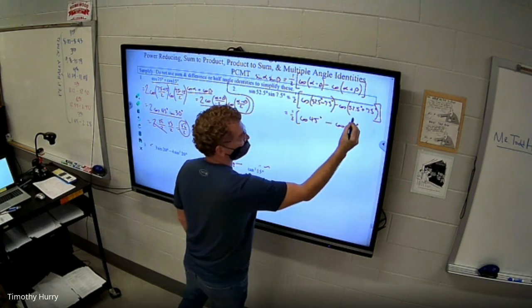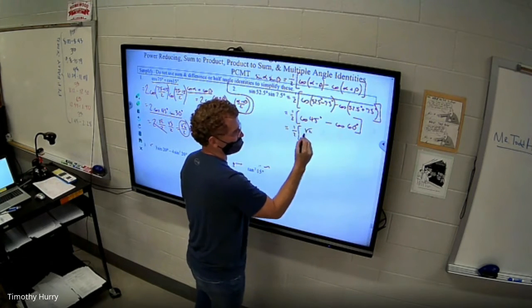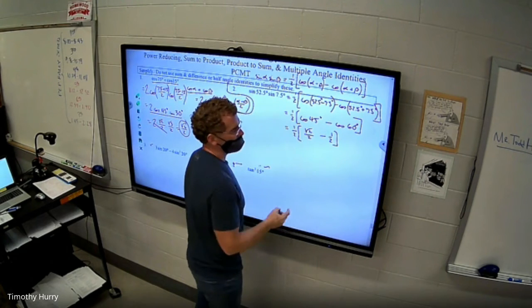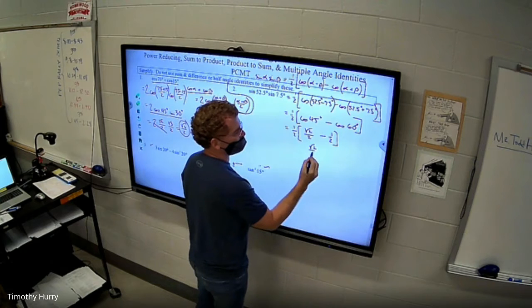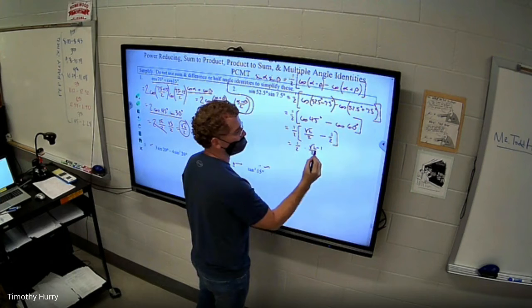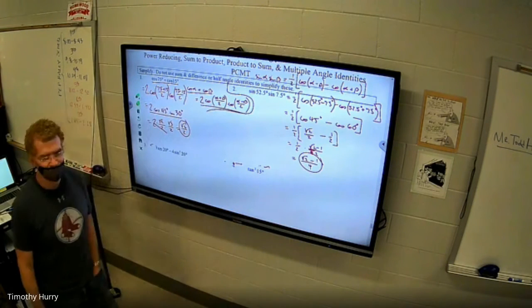Oh my goodness. And once again, I have trig functions that I can work with. Root 2 over 2 minus 1/2. When I clean that up, I get root 2 over 2 minus 1 over 2 times a 1/2, which is root 2 minus 1 over 4. Who knew?